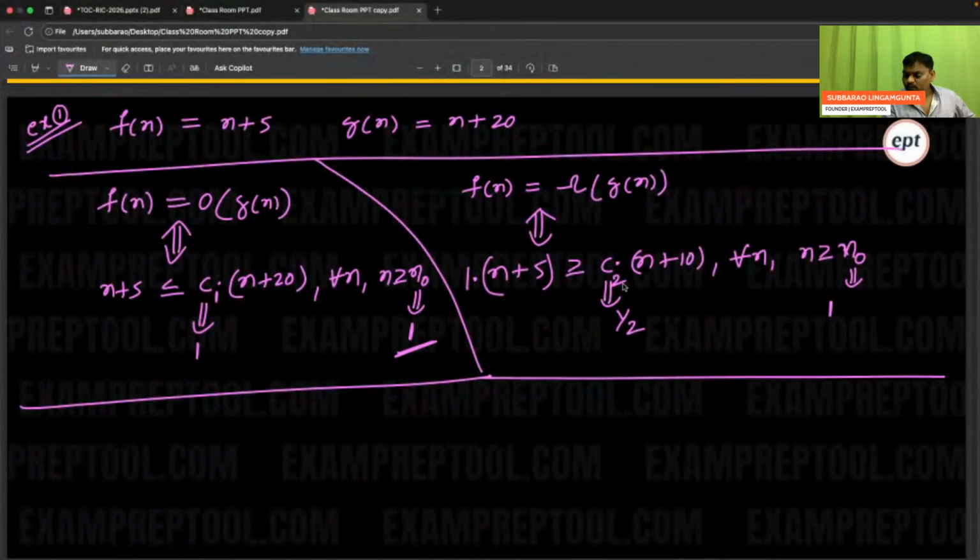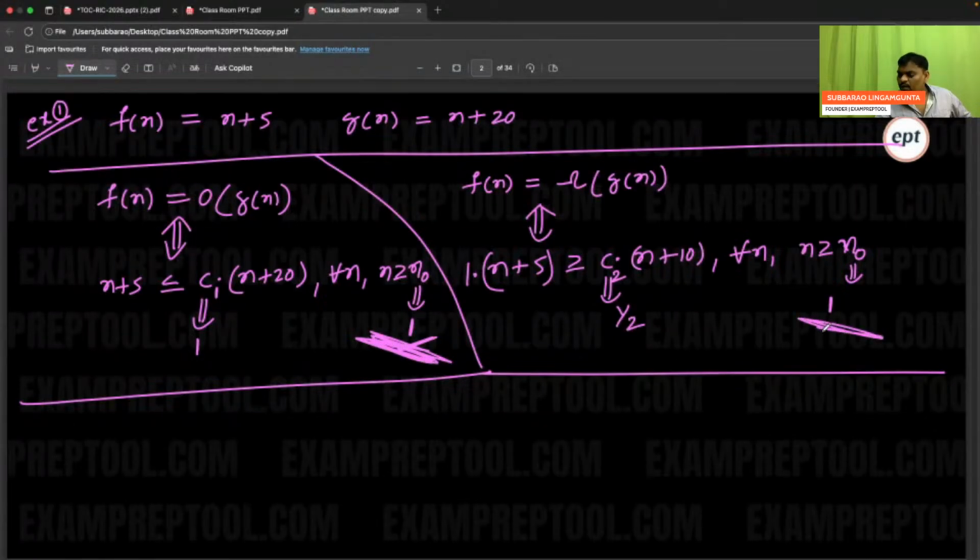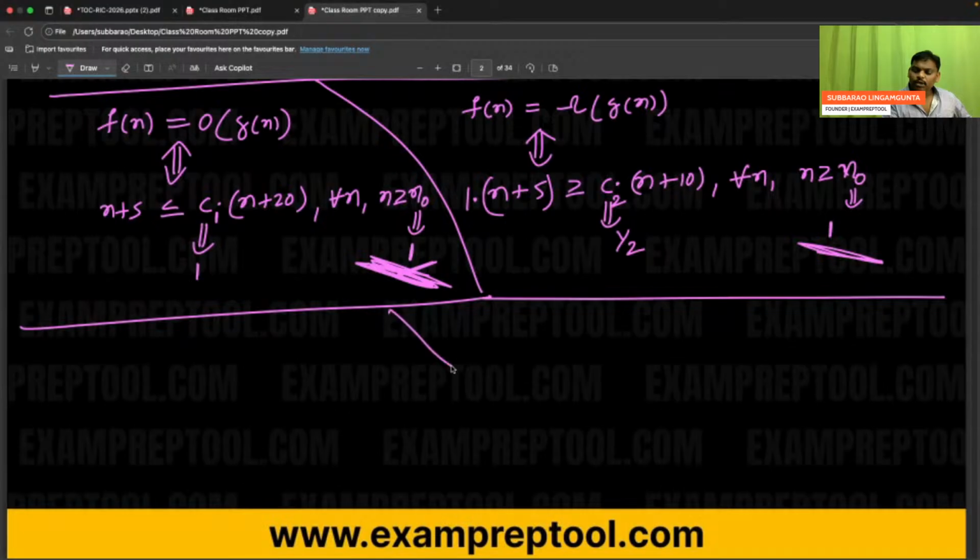Next one, C2 is 1 by 2, n0 is 1, omega working. Remember, it is working from 1 onwards, everywhere working. So now, because both big O and omega are possible.